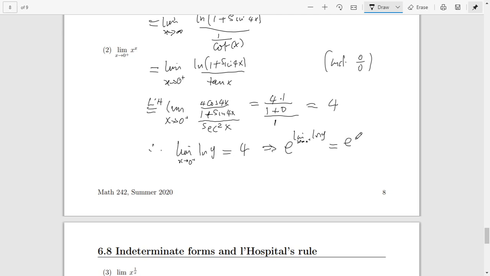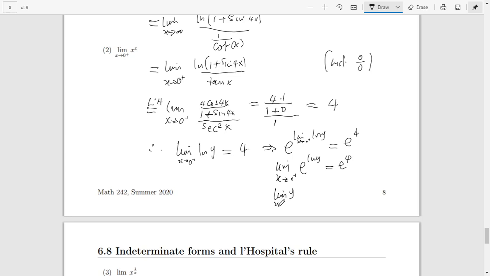equal to exponential 4. Now this limit can come outside because the exponential function is continuous, and I get the limit as x tends to 0 plus of the exponential of the natural log of y. This is equal to exponential 4. But what is the exponential of the natural log of y? The two functions are inverses of each other, so this is just going to be y.